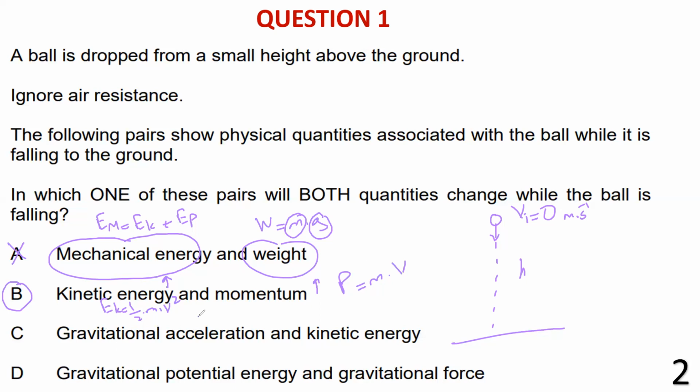Gravitational acceleration will not change, g is equal to 9.8 meters per second squared. So we have constant acceleration and changing kinetic energy, but they said both change. So option C is gone.